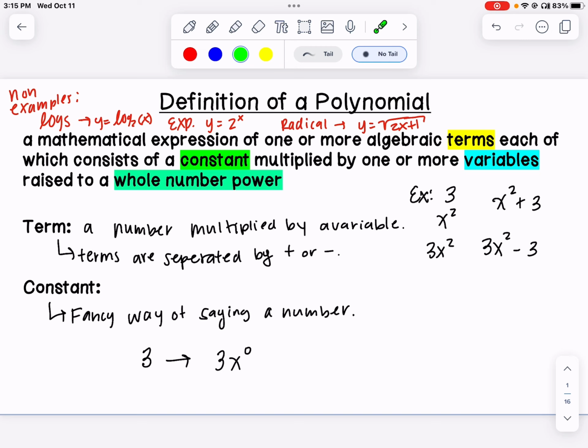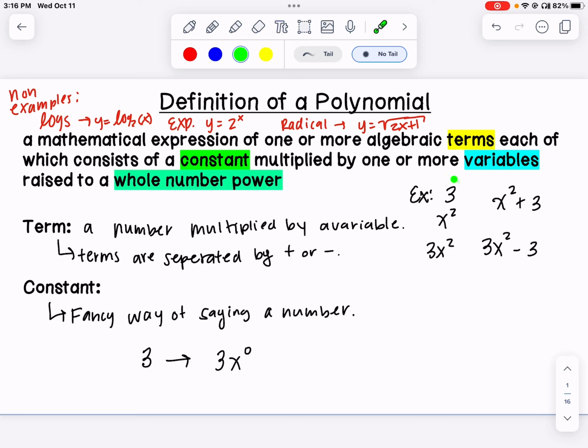A variable, which we know is typically represented by a letter, is something that is able to vary. A constant doesn't vary. So a constant is just a number that has no variable attached to it. Once again, a polynomial is a list of these terms. These terms are always going to be separated by addition or subtraction.